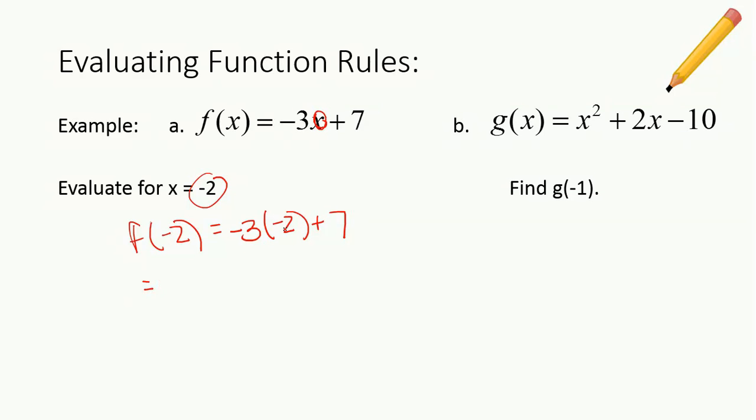So -3 times -2 is 6. And 6 plus 7, well, that's just 13. So at -2, it is 13.